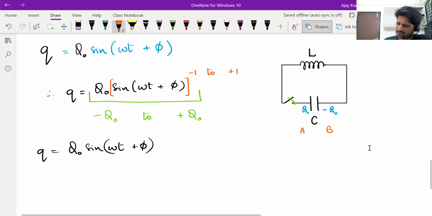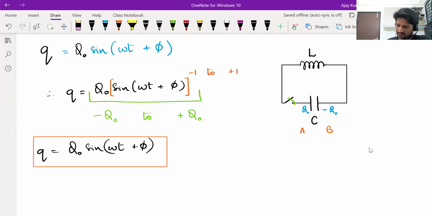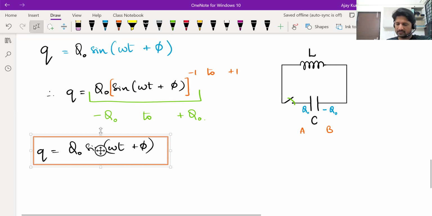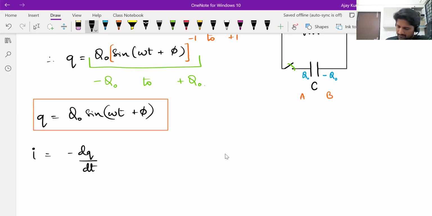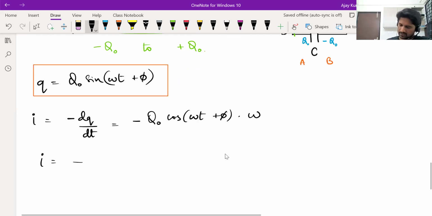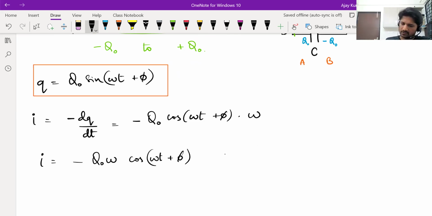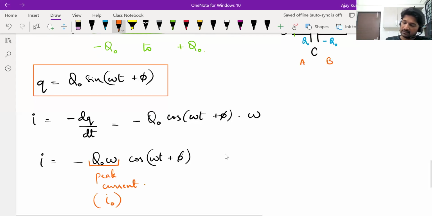So we get charge as a function of time like this. That is why it's called LC oscillation, an oscillating charge. And if this is charge as a function of time, differentiating this should give us current as a function of time. But we know in this circuit, I is actually minus dq by dt. So minus of derivative of the charge function. Q naught stays as it is. Sine derivative is cos omega t plus phi. You'll have to multiply it with omega. So the current becomes minus Q naught omega cos omega t plus phi. And Q naught omega becomes the peak value of current, I naught.